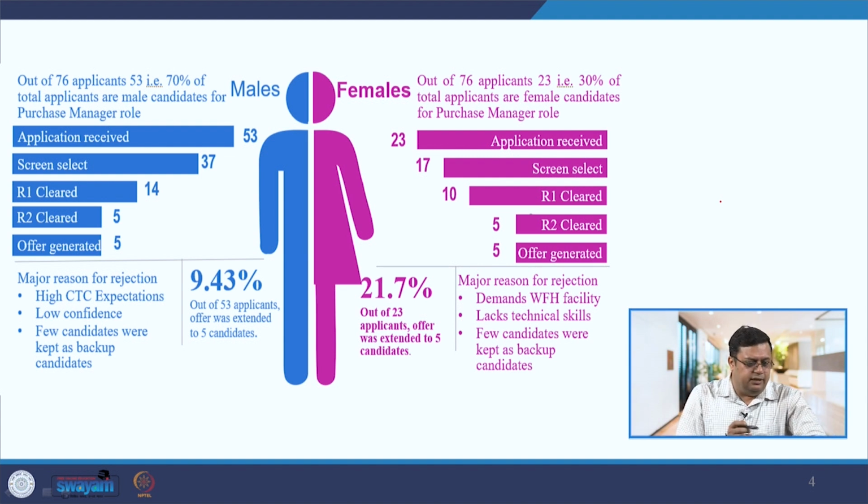So, this is what you can see: how many males have applied, how many males are selected, how many have cleared R1, how many have cleared R2, and offer generated. Similarly, you can see the same in terms of females also, right. Now you can calculate the percentage and the ratio the moment you have this visualization in front of you.